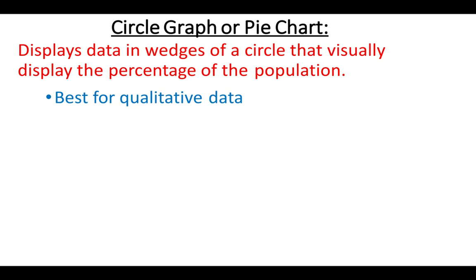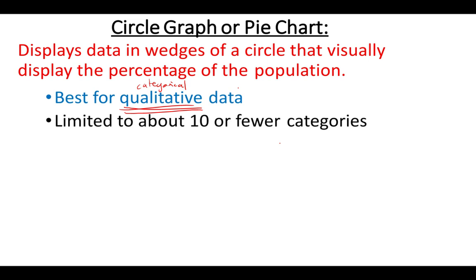So this is best for qualitative data. Remember, that's categorical. So again, like favorite type of pizza, favorite color. The example we're going to do is your home school. So whether you go to Newark or Heath or Granville or Utica, whatever, those would be categorical variables.